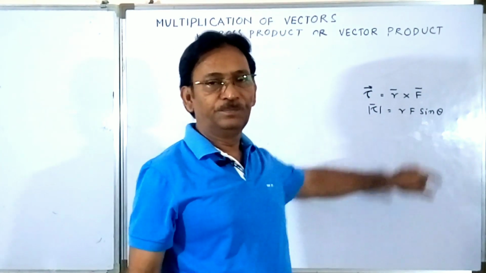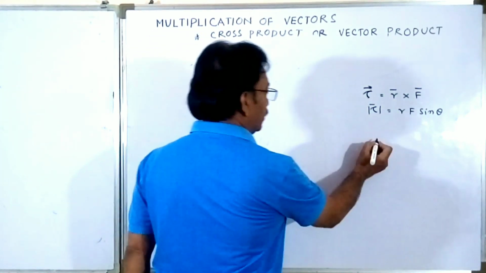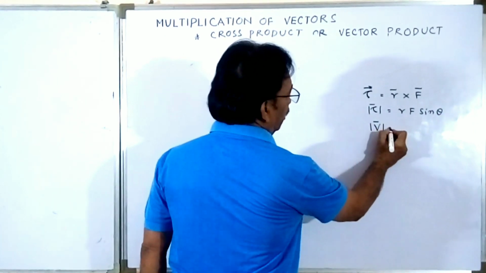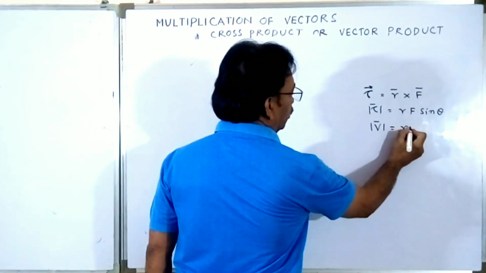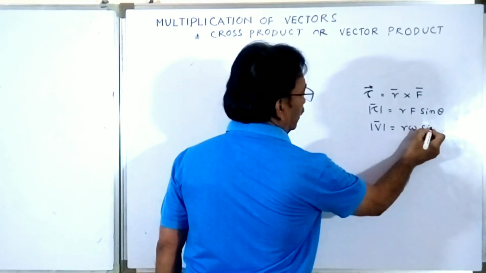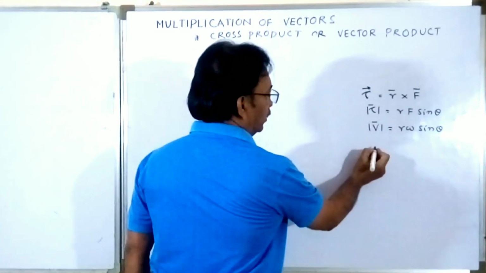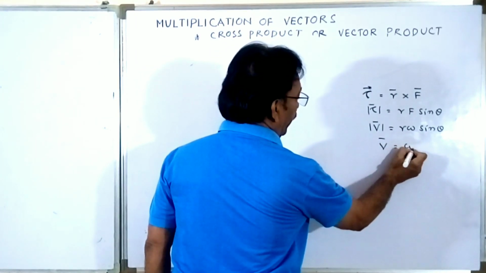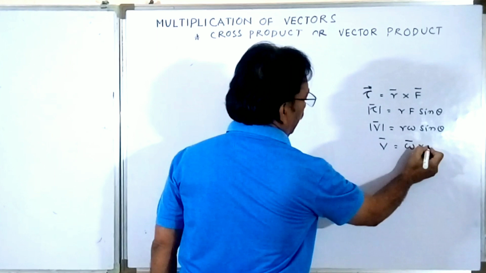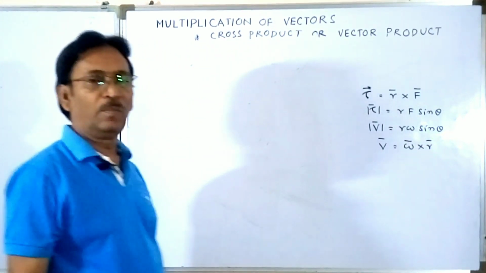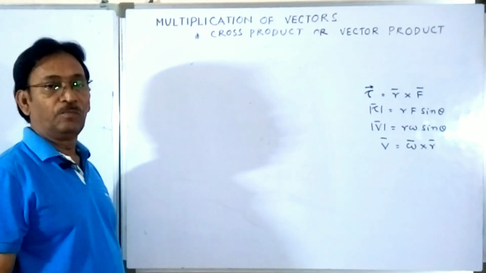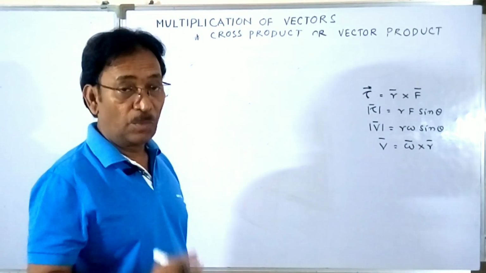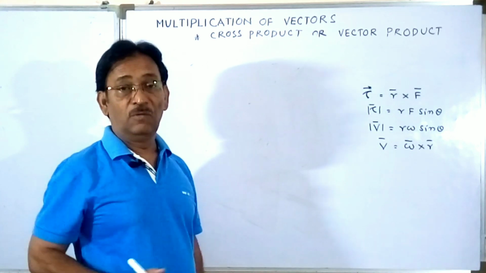And one more example, it is often used in mechanics: V is equal to R omega sine theta. That means the form of the equation is V bar is equal to omega bar cross R bar. Here's one more example of cross product. Then after that we will take some properties of the vector product.